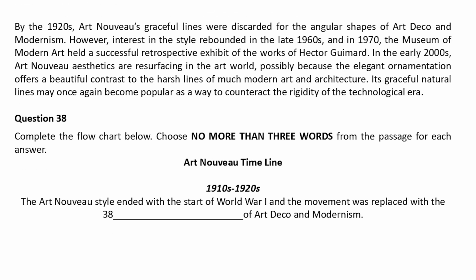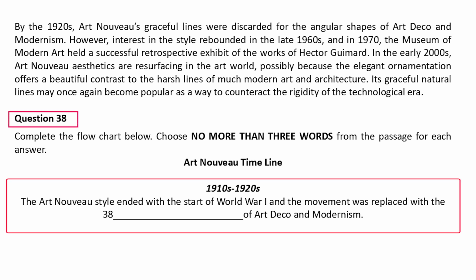Let's move on to question 38 in our flowchart. Here's the text, 1910s to 1920s. The Art Nouveau style ended with the start of World War I, and the movement was replaced with the, here's the gap, of Art Deco and Modernism. So what exactly replaced Art Nouveau? Let's check the final paragraph.